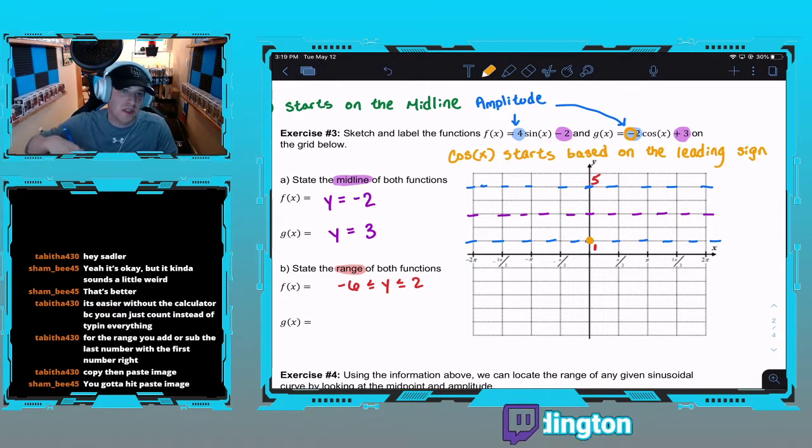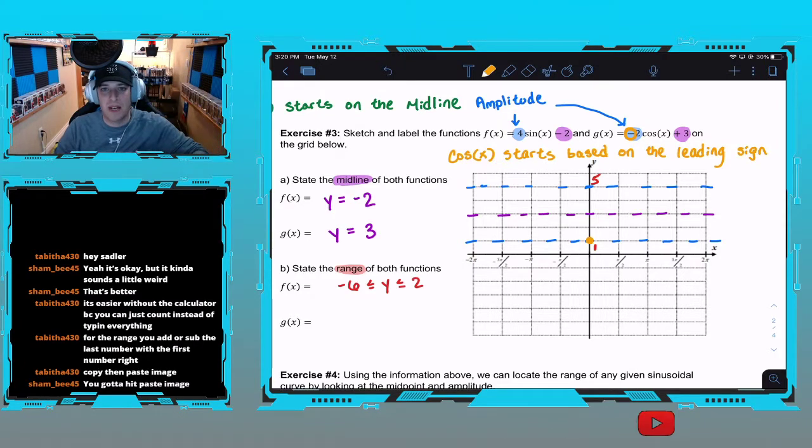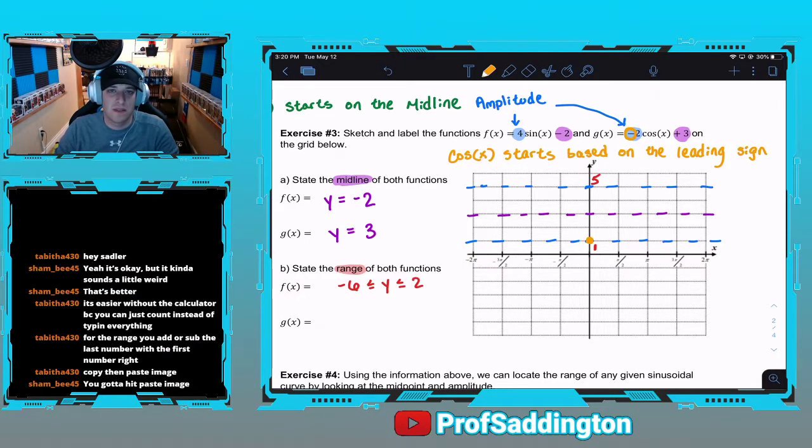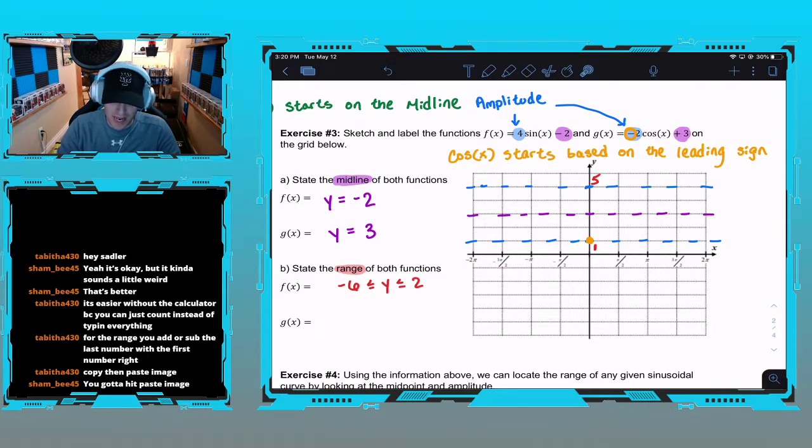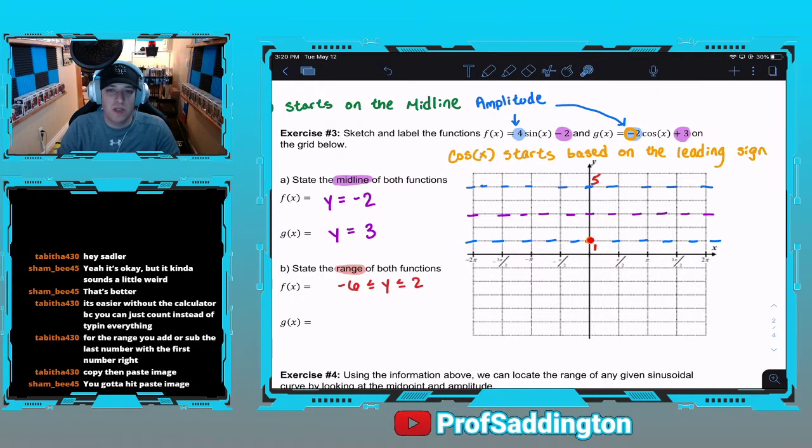So it will always determine your starting part of your function. Sine will always start on the middle. Cosine will either start at the top or the bottom based on whatever that sign is. Okay. So now that I have that, I have to follow through with the cosine curve. Because we started at the bottom, we can't go down anymore, because then we're not going to be inside those blue lines. The graph can only be between these blue lines. So I know I have to start going up first.